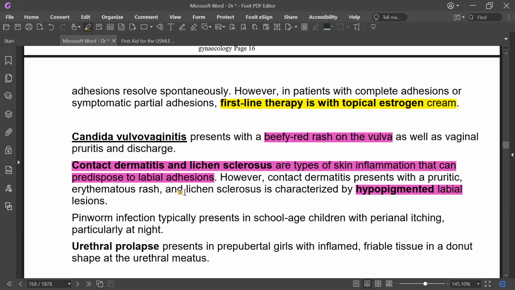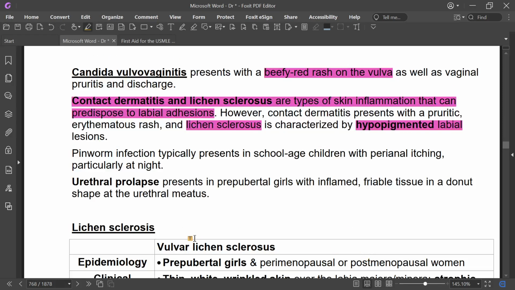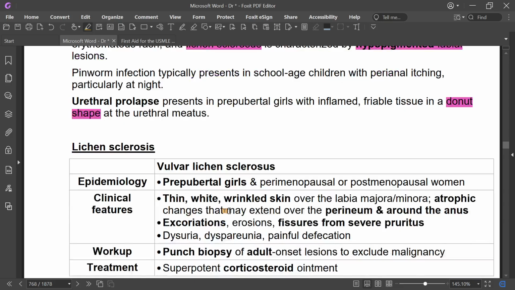Lichen sclerosus, hypopigmented labial lesion. Pinworm infection typically presents in school age with perianal itching, particularly at night. And urethral prolapse in prepubertal girls presents with inflamed friable tissue in a donut shape at the urethral meatus.